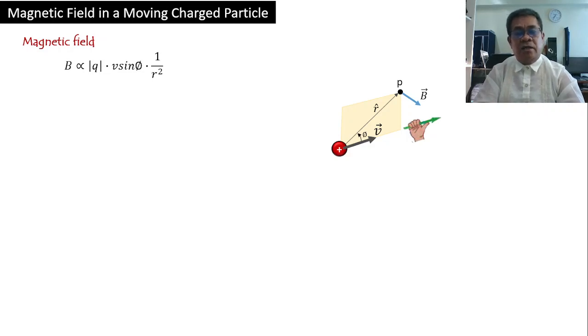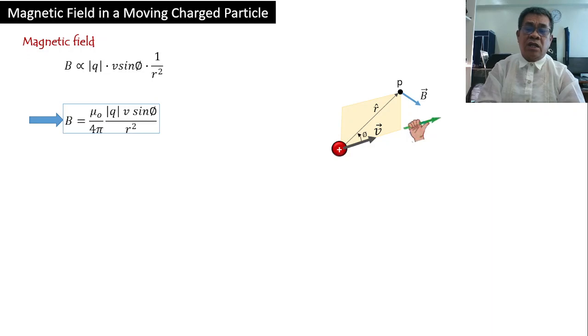Now, the v sine P is actually the normal distance of velocity, or the perpendicular distance of velocity away from the plane, or the point P, which means it is the shortest distance. In order to provide a magnetic field, take note that it is normal to the plane, so we need the perpendicular distance. So the magnetic field is also proportional to velocity sine P.